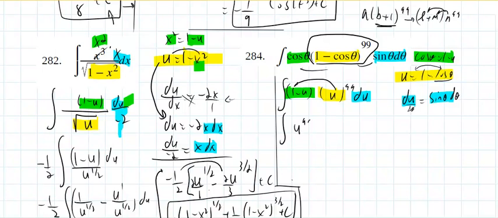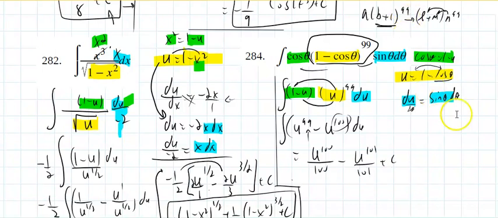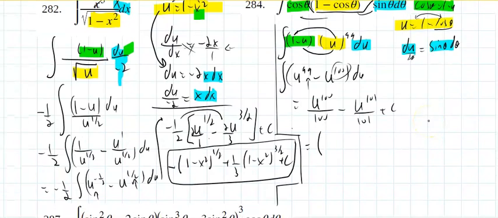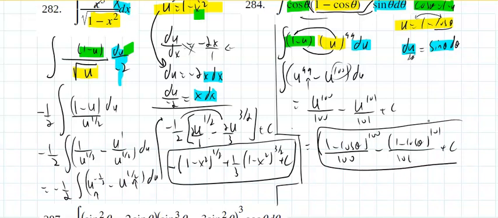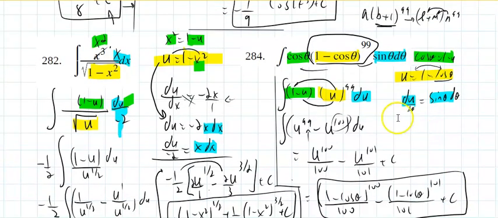That's u to the 99 minus u to the 100 du. Add 1 to the power, divide by that. Add 1 to the power, divide by that, plus c. And u was marked in yellow. Don't lose track of that. It's up there. That's 1 minus the cosine of theta to the 100 divided by 100 minus 1 minus the cosine of theta to the 101 divided by 101 plus c. And if you take a derivative of that, you can guess what you're going to get. You're going to get cosine times sine times 1 minus the cosine of theta to the 99.